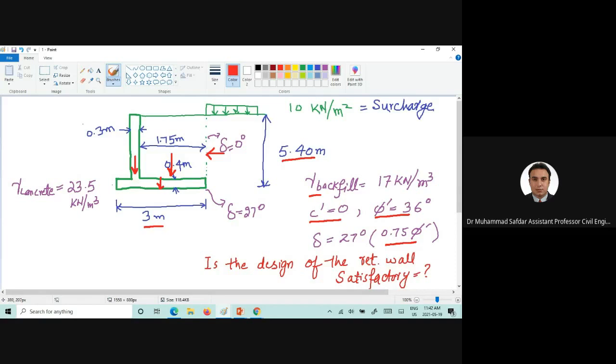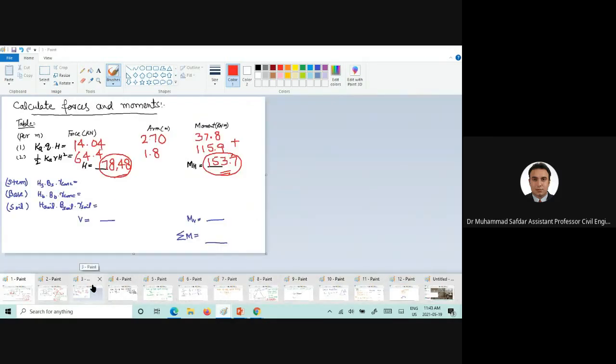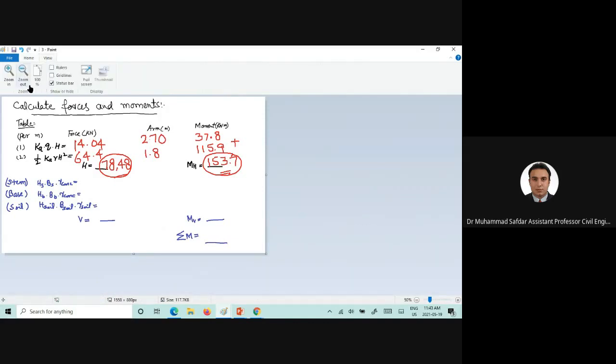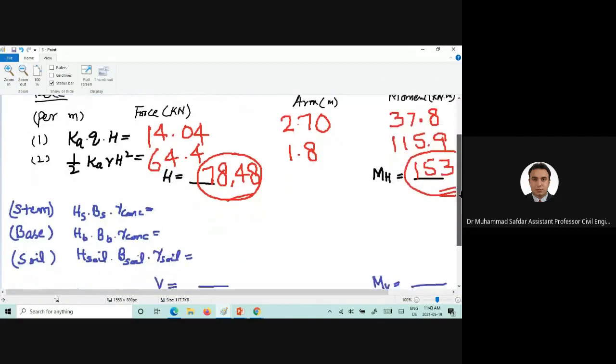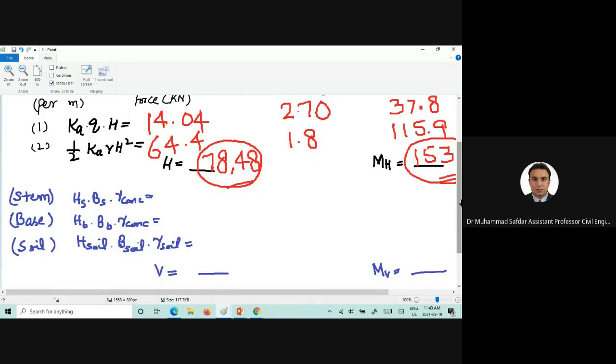And we also need to find out the lever arm for the stem, and also the lever arm for the backfill soil, and the moment arm for the base as well. So I have simplified it a little bit for you people, showing how we can find out the forces which are exerting due to the stem, base of the retaining wall, and the backfill soil.